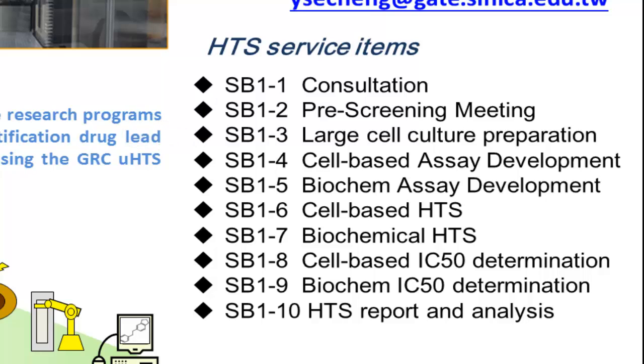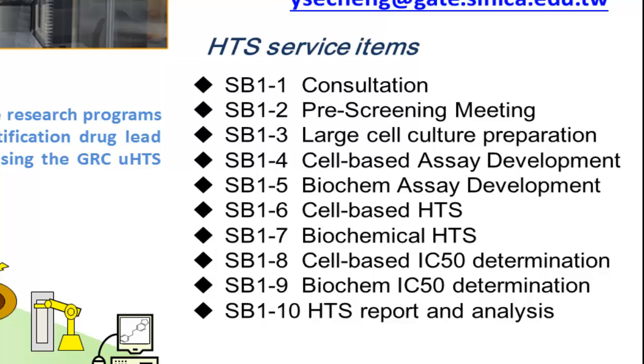For a cell-based assay, your assay format will be modified, changed, and optimized into the high throughput screening format. This is assay development for cell-based assays. If your assay is a biochemical-based assay, we can also do the assay development to optimize the assay and make it high throughput screening compatible. And when the assay development has been conducted successfully, we'll do either cell-based high throughput screening or biochemical-based high throughput screening for you.